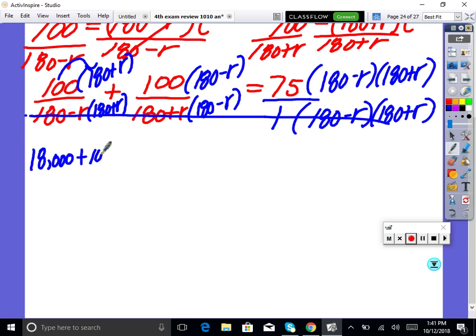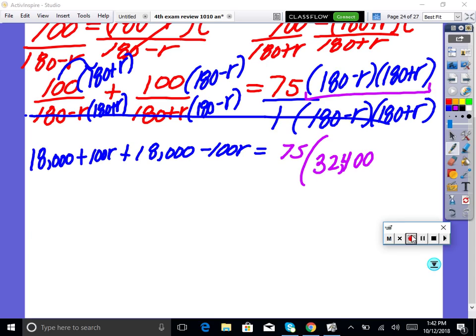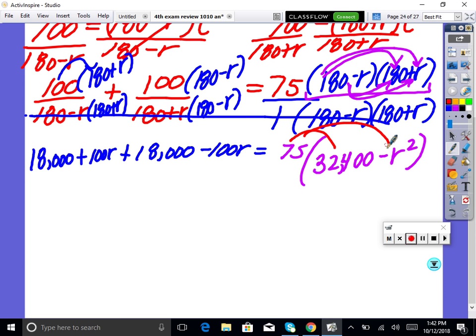18,000 plus 100r, and then plus 18,000 minus 100r, is equal to, multiplying these three things out, I'm going to multiply these two together first. So I have 75 times 180 times 180, which is 32,400. Then I have plus 180r minus 180r. I see that those cancel out, so I'm not going to waste my time writing them. Minus r squared. Now I would distribute 75 in.